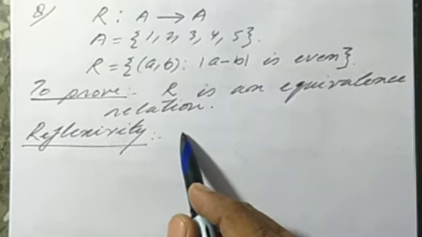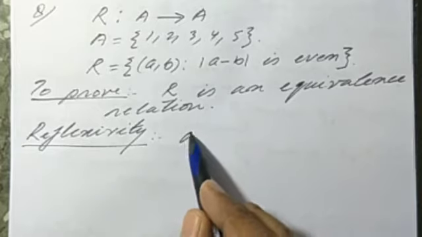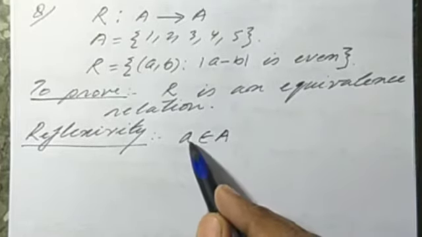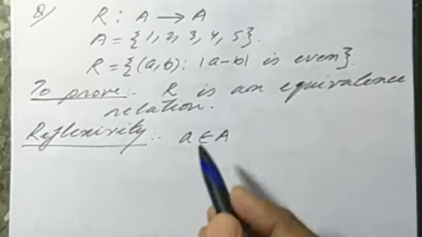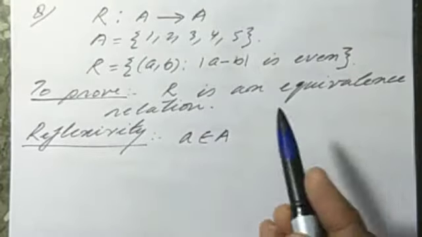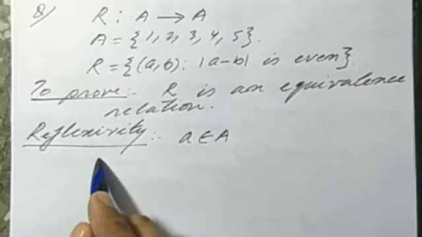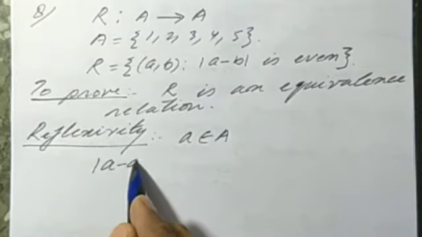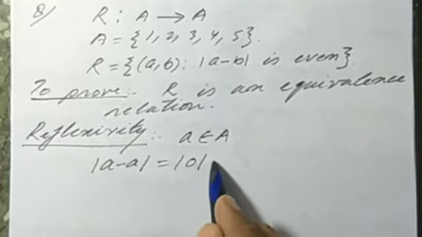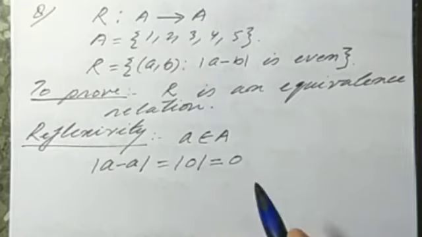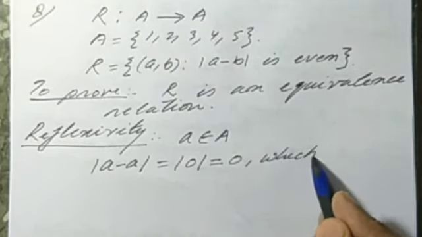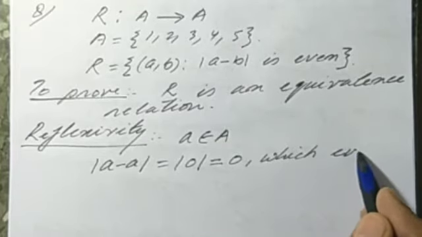Now let us take an arbitrary element a from set A. It could be 1, 2, 3, 4 or 5. So we have taken an arbitrary element, any one of these 5 elements. So modulus a minus a is equal to modulus 0, and that is equal to 0. Obviously 0 is an even number.